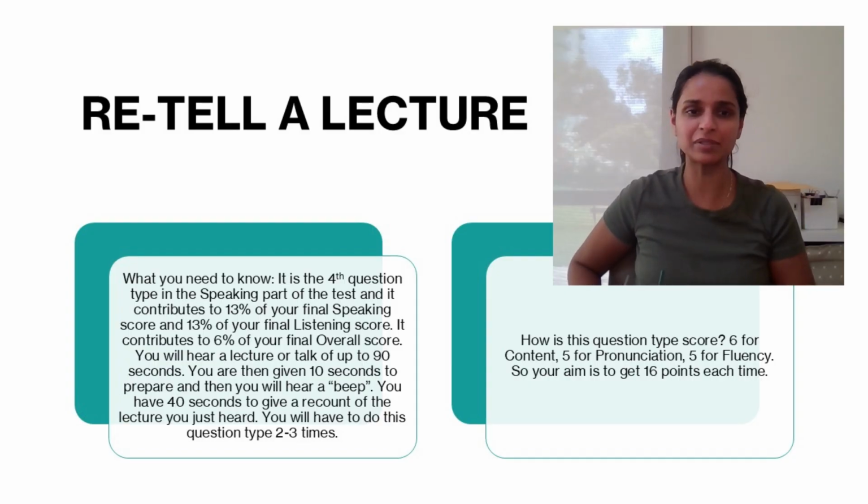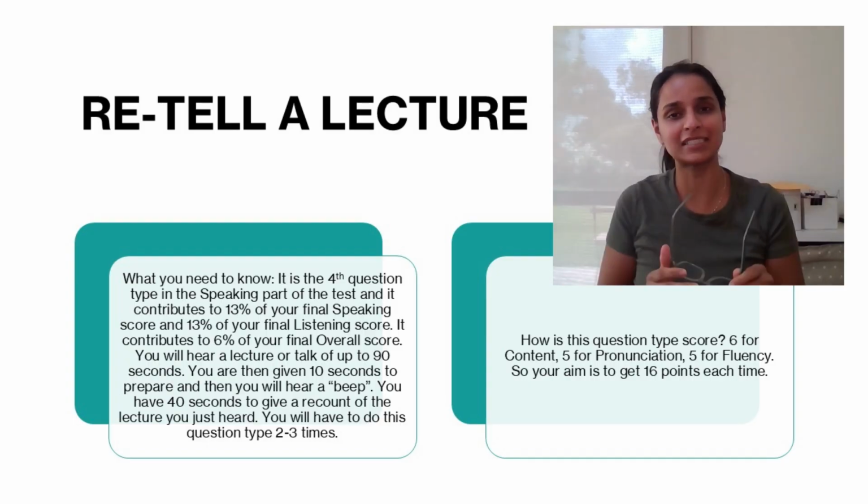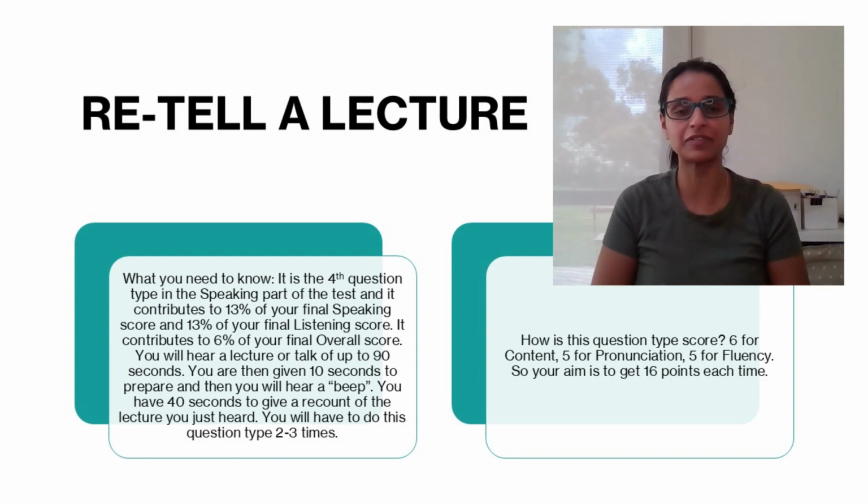Okay, so how is this question type scored? Similar to Summarize Group Discussion, it is a 655. Content is king. 6 for content, 5 for fluency, 5 for pronunciation. Your aim is to get 16 points. Now, what is the best method?